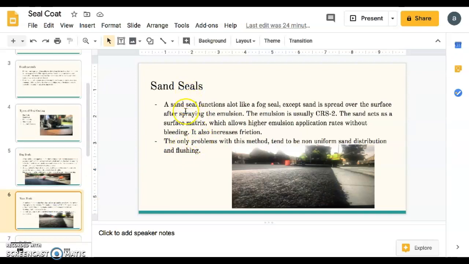Sand seals. A sand seal functions a lot like a fog seal, except sand is spread over the surface after spraying the emulsion. The emulsion is usually CRS-2. The sand acts as a surface matrix, which allows higher emulsion application rates without bleeding. It also increases friction on roadways and construction. The only problems with this method usually tend to be non-uniform sand distribution and flushing. And here's another picture of seal coating.